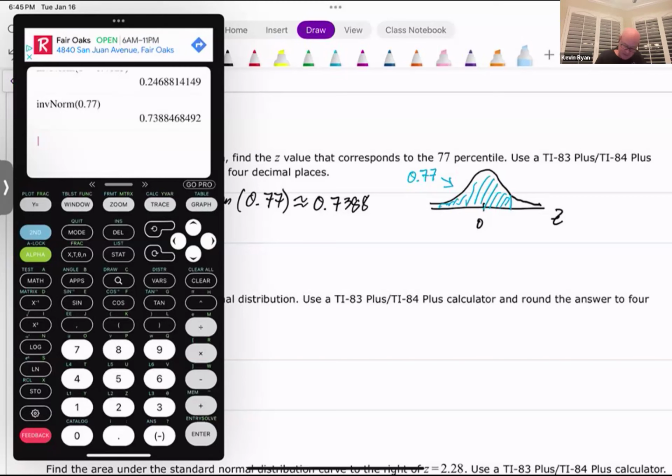And that actually is this position. This here is actually where this is going to go right there. That's the z value right there.